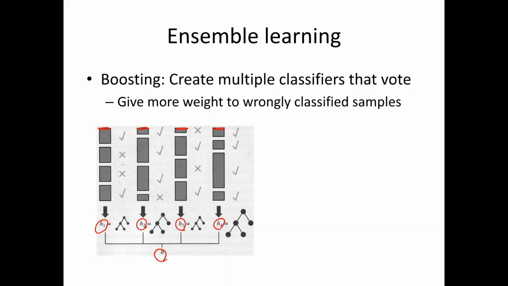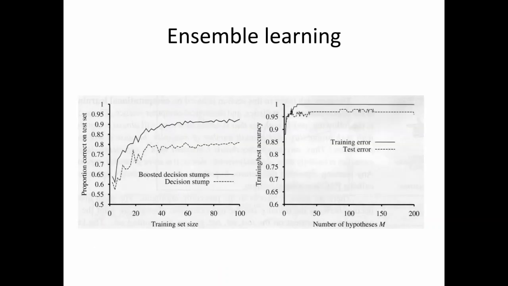And you can also give more weight to wrongly classified examples, so that the classifiers that correctly classify difficult examples are weighed more in the voting process. On the left-hand side, you can see that as you increase the training set size, the performance increases overall. On the right-hand side, as you increase the number of models that form the ensemble, you see a steep increase in performance, but after a while, it plateaus.